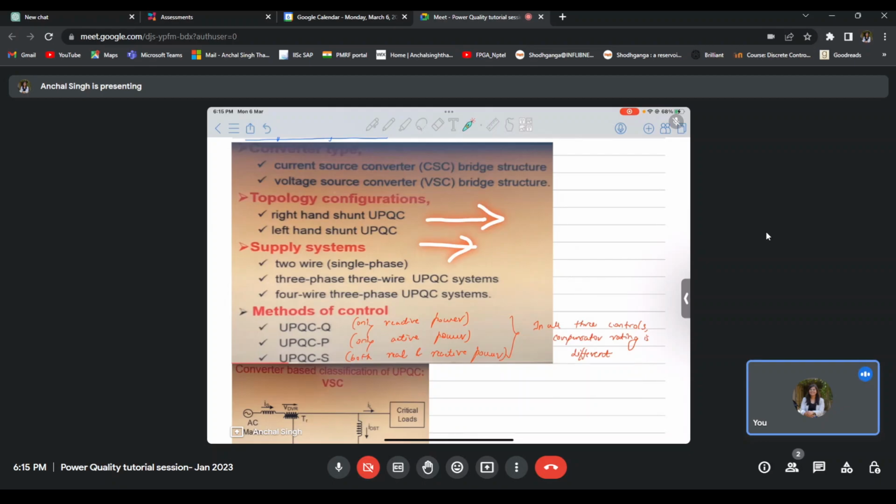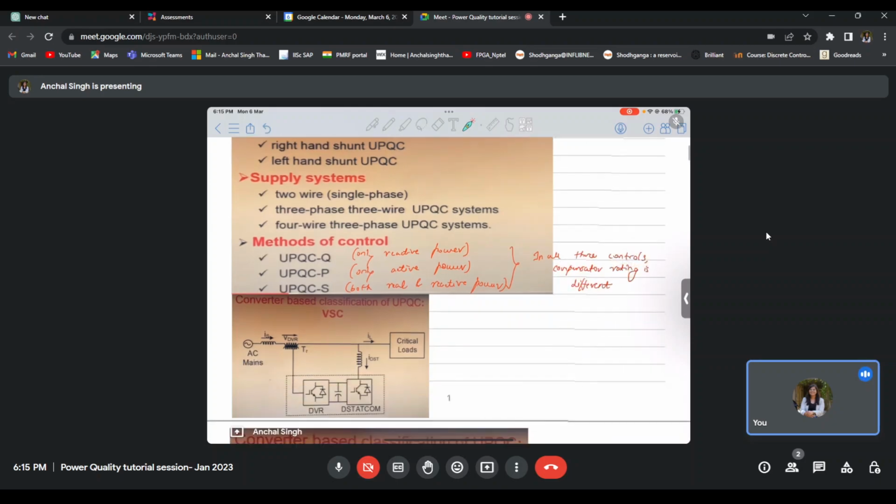So now when we talk about classification based on the supply systems, we have again seen the conventional ones, which is based on two wire, three wire, and four wire. Another classification is based on the method of control. So this same hardware configuration can be controlled in multiple ways.